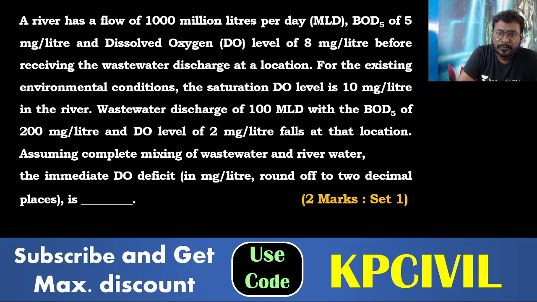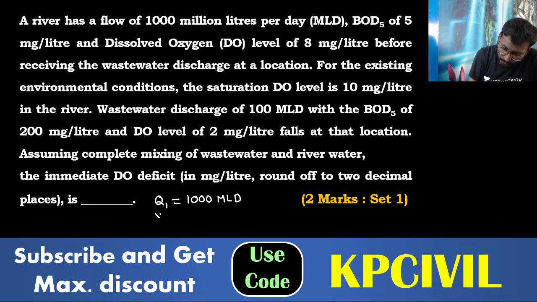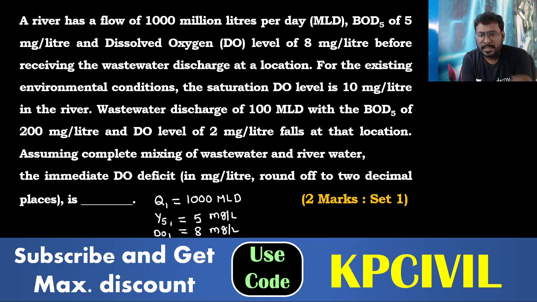So a river has a flow of 1000 MLD. BOD 5 and DO values are 5 and 8 milligram per liter before receiving the wastewater discharge at the location. Clear? We'll write down now. Q1 is equal to 1000 MLD. BOD 5, Y5 for the first stream, 5 mg per liter. DO1, 8 mg per liter. This is the first information for the river, before receiving wastewater discharge.